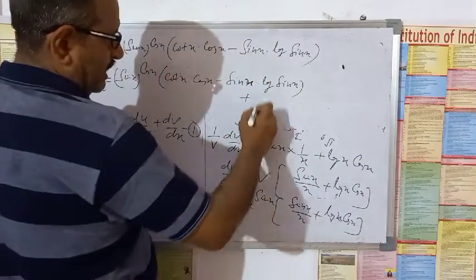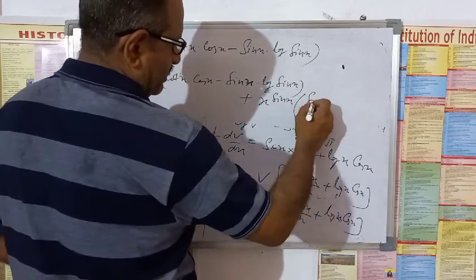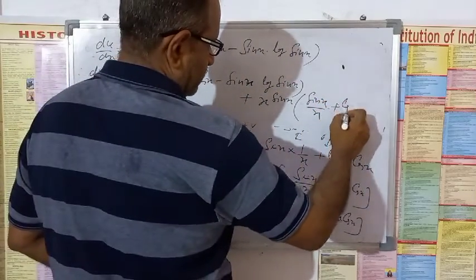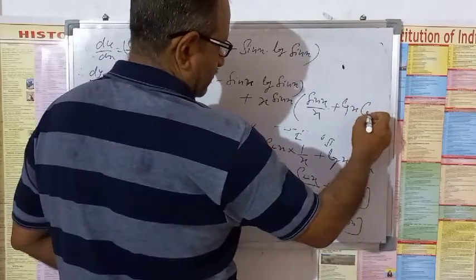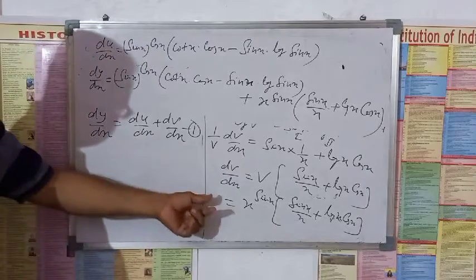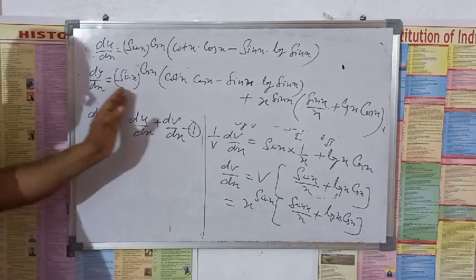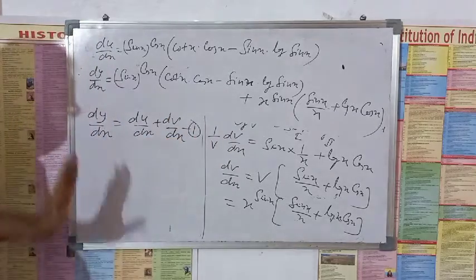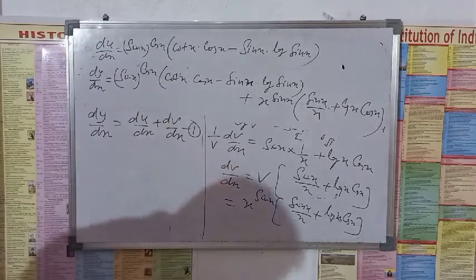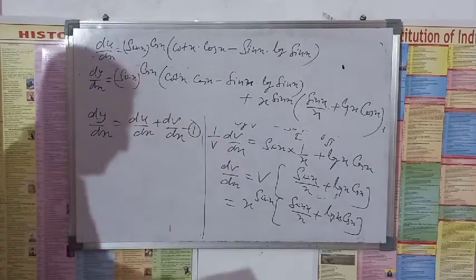Plus x to the power sin x in bracket, sin x upon x plus log x cos x. So we have put here dv by dx and du by dx. So this is the final derivative. So in this way we have to solve this type of problem. So question number 10, many parts are there.